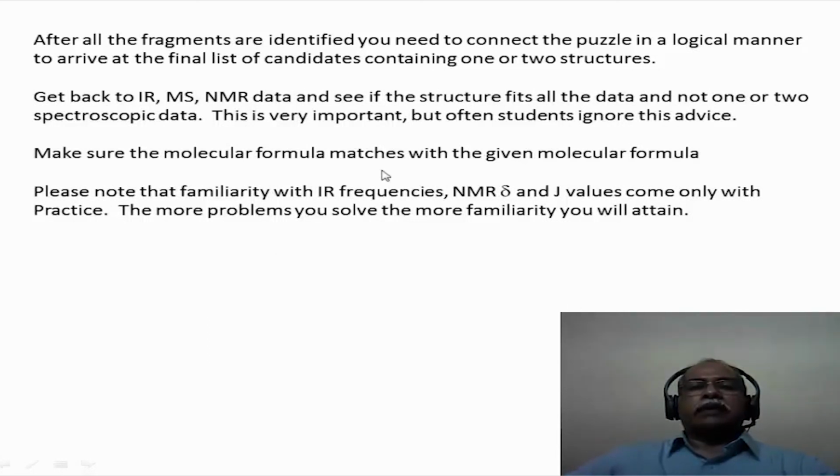After all the fragments are identified, one needs to connect the puzzle in a logical manner to arrive at the final list of candidates containing one or more structures. In other words, you don't rule out any structure without a logical reason. Just don't assume that it's a wrong structure. Try to analyze the structure, get back to the infrared, mass spec and NMR data and see if the structure fits all the data, not just one or two spectroscopic data. Once a range of spectroscopic data is given, the final structure should match all of it. It should not match only mass spec and not NMR, or only IR and not NMR. That kind of argument is not valid.